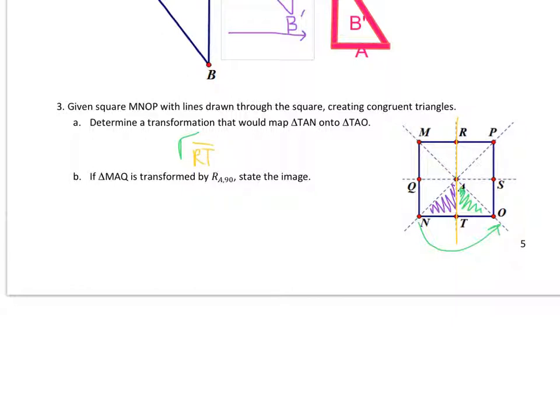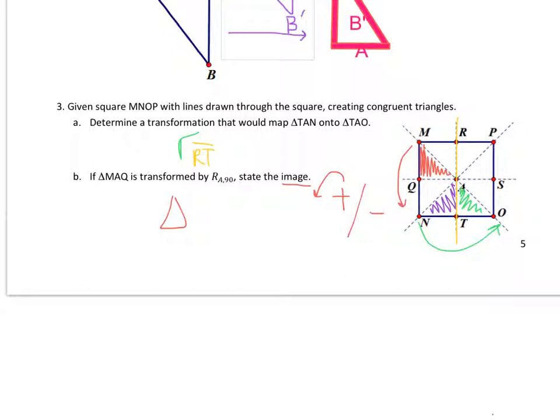And so here I can see that I reflected over segment RT. The next part says if MAQ is transformed by rotation around point A of 90 degrees, state the image. When it asks for image, it wants the new triangle. Where does it land? So here if I take this red triangle MAQ and I rotate 90 degrees, remember positive degree rotation means move counterclockwise, so rotate the triangle down towards the left.